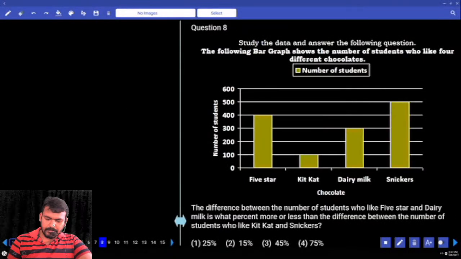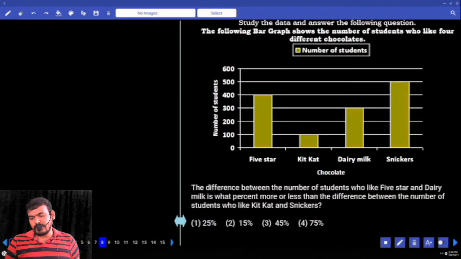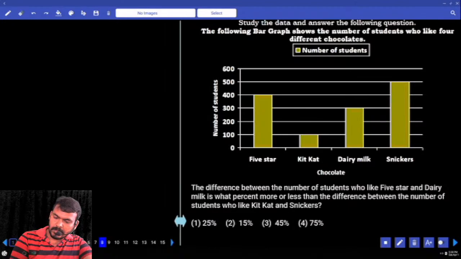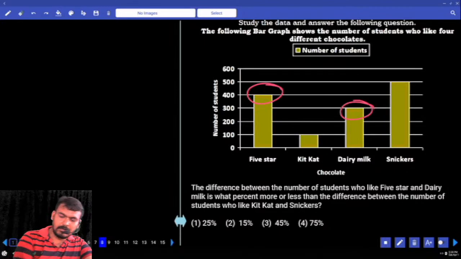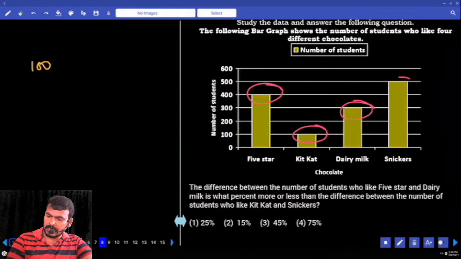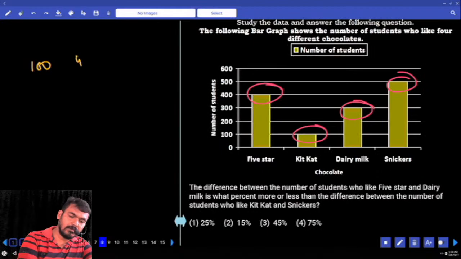Next, bar graph. The difference between the number of students who like 5-star and dairy milk is what percent more or less than the difference between the number of students who like Kit Kat and Snickers? What is the 5-star value? 400. What is the dairy milk? 300. Difference is 100. Next, Kit Kat is how much? 100. Snickers are 500. Difference 400.